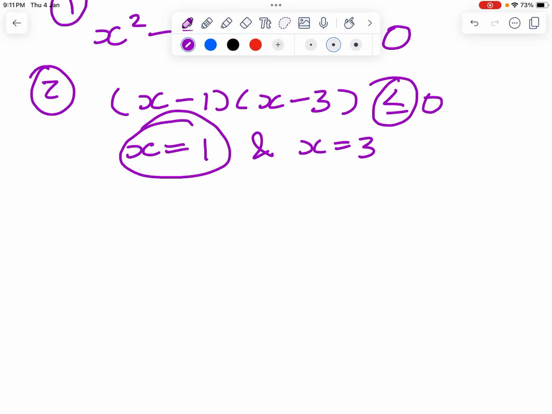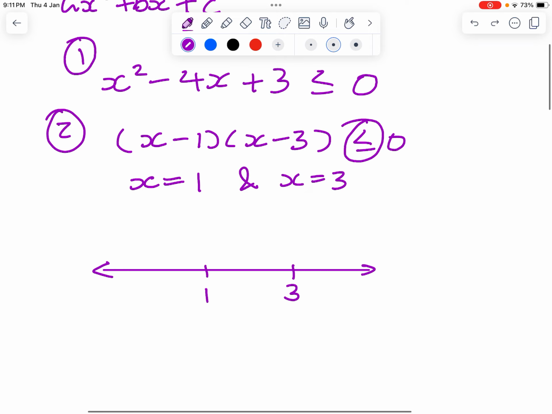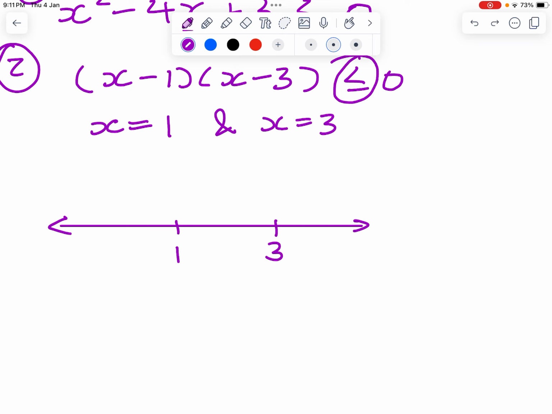So now that we have the x values, we want to first draw a number line so that we get a clear picture of what's going on. So on the number line, I have 1 and 3. What we want to do is find, in these ranges, whether the y values are positive or negative. We know that 1 and 3 are the x values, so you want to find the y values, whether it is positive or negative. I'm sure it might sound confusing now, so let's just walk through it, and later I'll further explain why we're doing this.